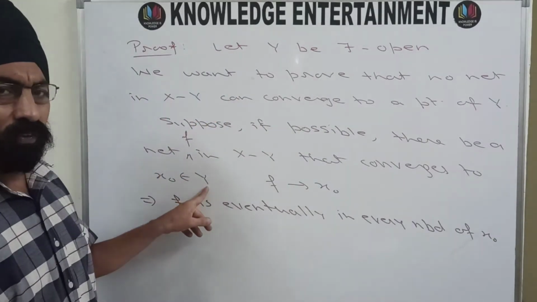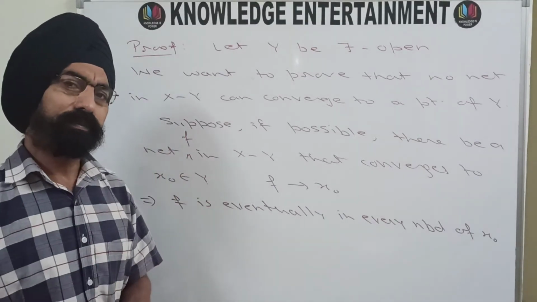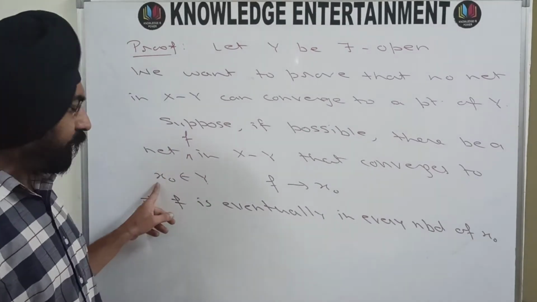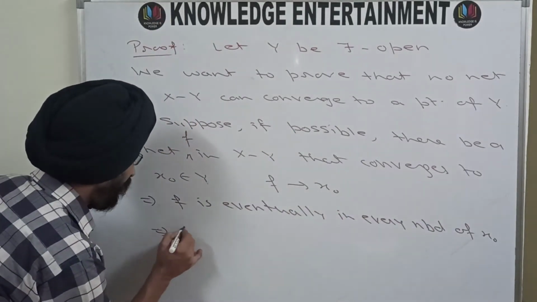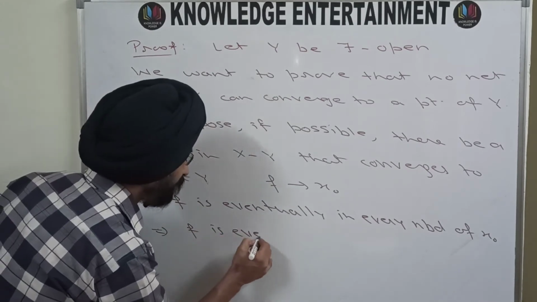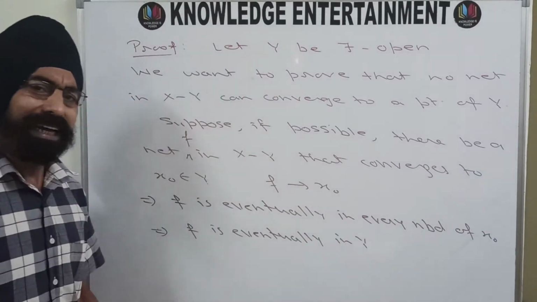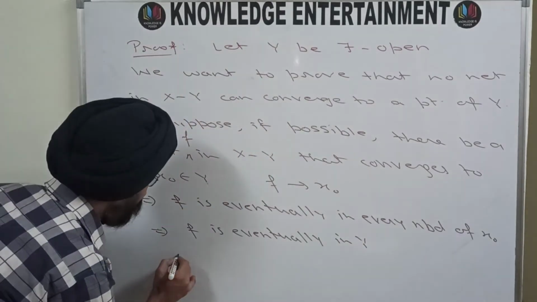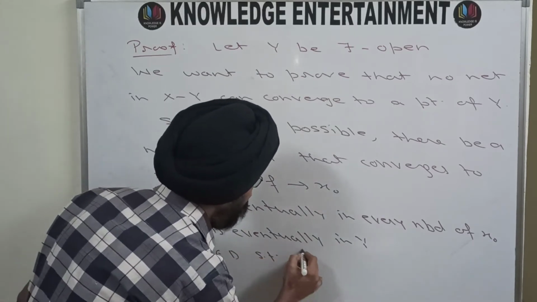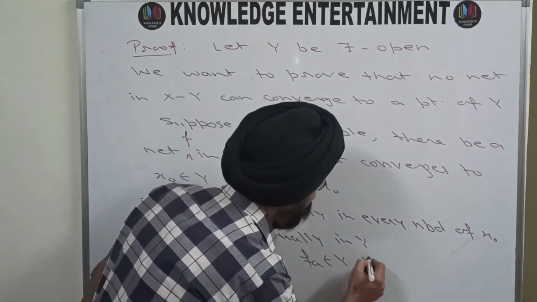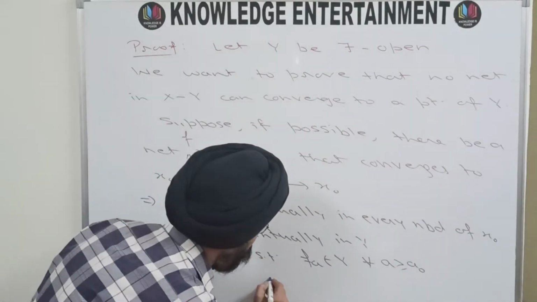X naught is a point of y, and y is given to be tau open, so that means y is also a neighborhood of x naught. And since y is also a neighborhood of x naught and f is eventually in every neighborhood of x naught, then this means f is eventually in y. F is eventually in y means there exists a naught in d such that fa belongs to y for every a greater than or equal to a naught. And this is a contradiction.